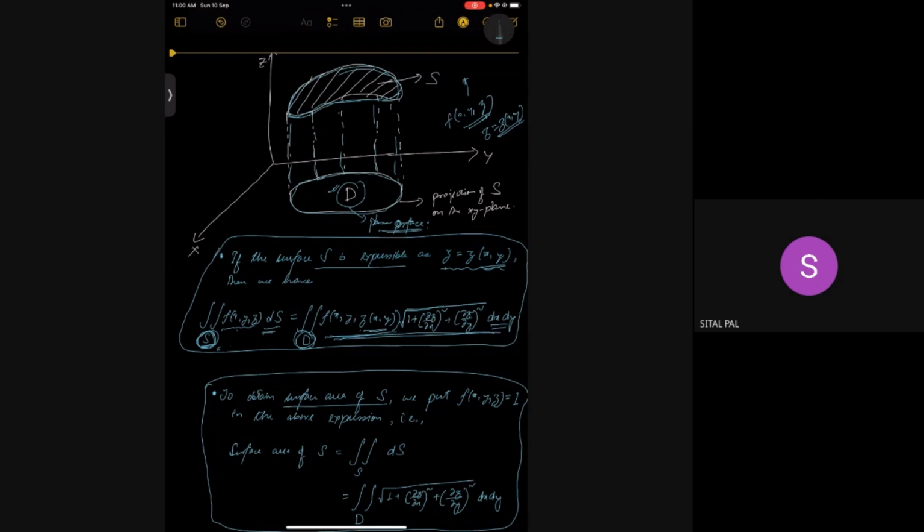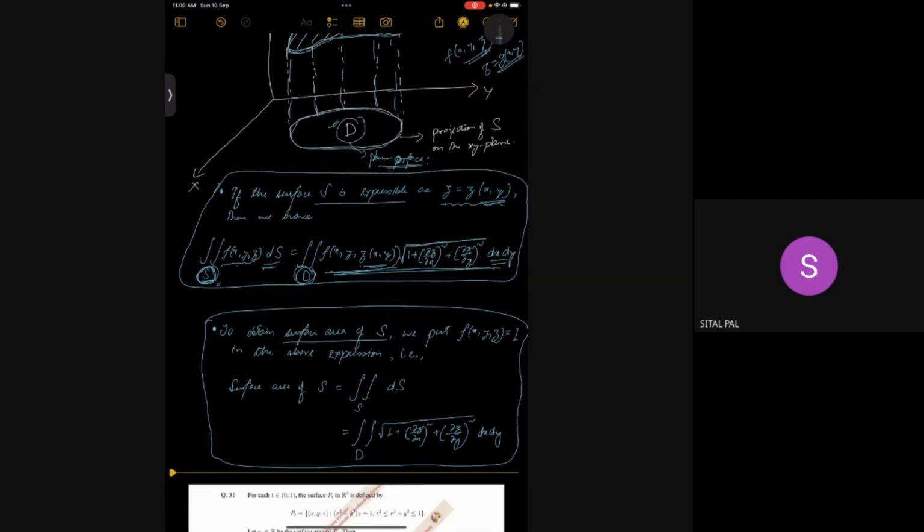Now we can ask, what is the surface area of S? Now see, when we think about surface area, the surface could be any curved surface in 3 dimensions. It could be the surface of a cylinder, it could be the surface of a cone, it could be the surface of a sphere and all. We can still compute the surface area of all those curved surfaces by using this formula.